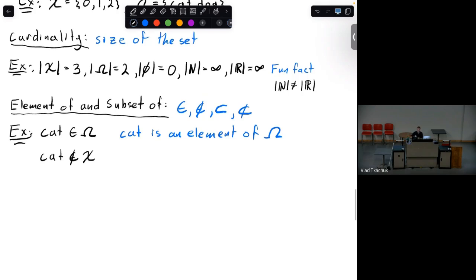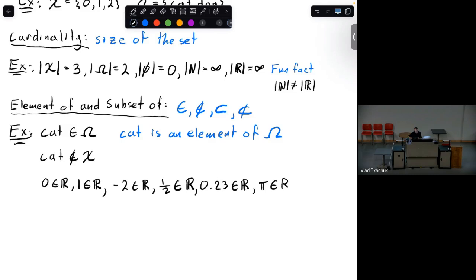I can just write things. So now I can say what's in the real numbers at least, instead of defining the set explicitly. Some things in the real numbers: 0 is in the real numbers. 1 is in the real numbers. Negative numbers are in the real numbers. Fractions are elements of the real numbers. Decimal point things are in the real numbers, and also irrational numbers such as pi is an element of the real numbers. And maybe one other thing to note is that infinity and negative infinity are not elements of the real numbers.